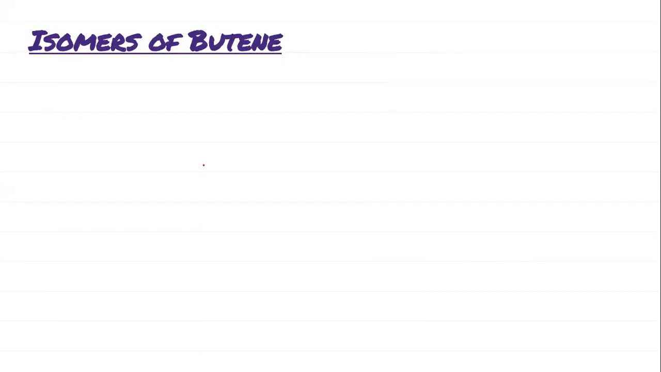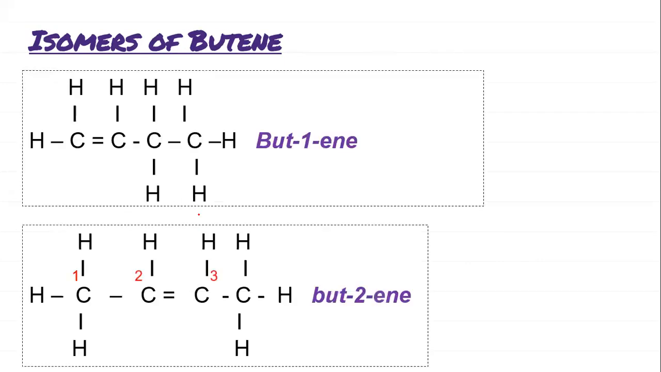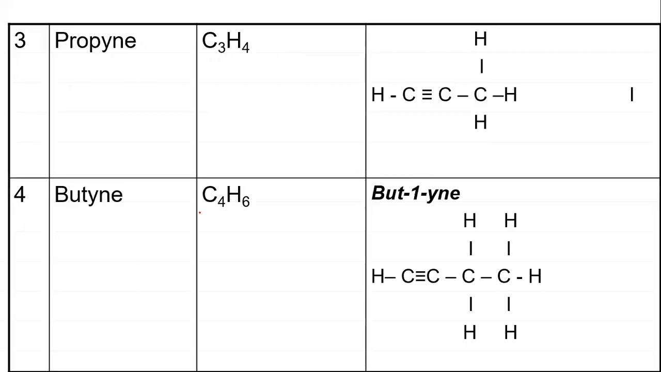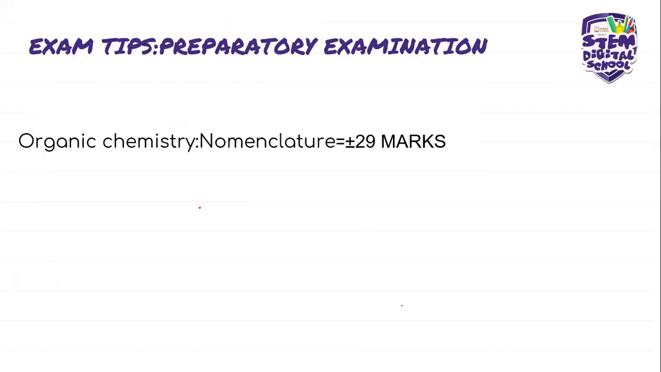So in our next lesson, my dear learners, we are going to continue with isomerism of alkenes, as well as deal with the entire alkynes altogether. Then we would have been done with our hydrocarbons.